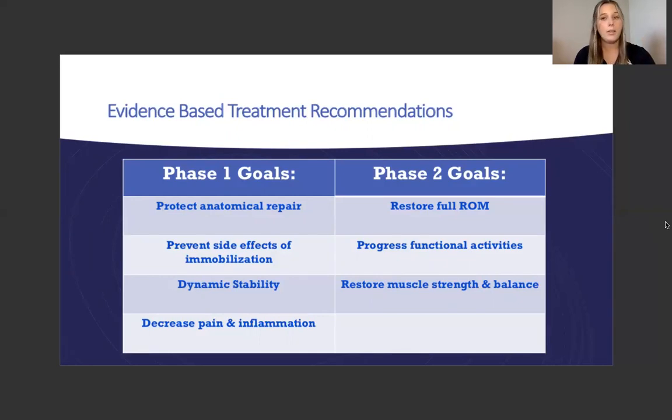On the side, you can see I have phase 1 goals and phase 2 goals. Phase 1 goals are to protect the anatomical repair, prevent any side effects of the immobilization, since if they do have the surgery, they will be in a sling for 6 weeks after, to promote dynamic stability and to decrease pain and inflammation. For phase 2, the goals are to restore full range of motion, progress to functional activities, and restore muscle strength and balance.